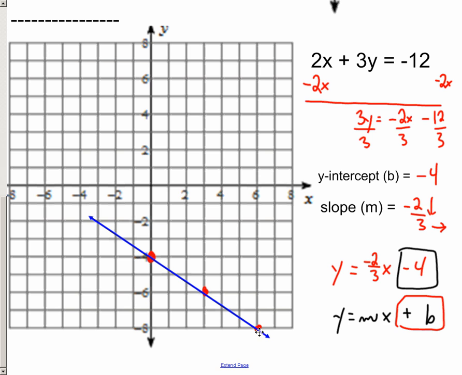Look how that line's slicing through all 3 points. That's it. You've successfully graphed 2x plus 3y equals negative 12. How? Turn it into slope-intercept form. Take your y-intercept, negative 4, and plot that, and then use your slope to move from that y-intercept point. Works every time.